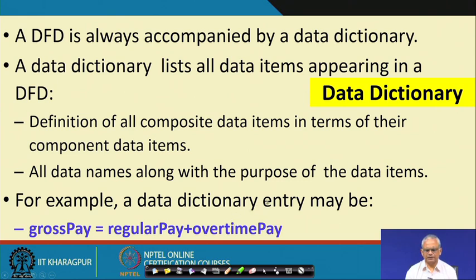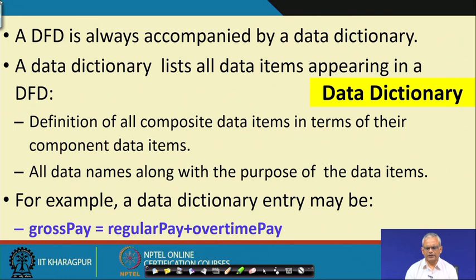So, let me repeat that whenever we have a DFD model, we must have a data dictionary accompanying that. The data dictionary gives the meaning of all the data items that appear in the DFD. As I was saying, a DFD model can consist of a large number of DFDs, and all the data names appearing in all these various DFDs are listed in the data dictionary and their meaning is given. If it is a composite data item, it is expressed in terms of the simpler data items, but for the simplest data item we just write its purpose.